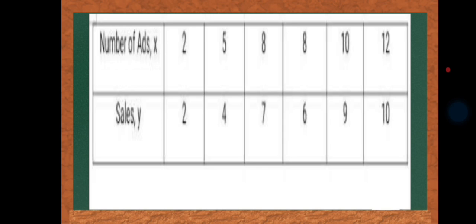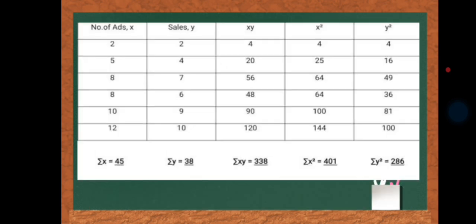We have here the row for the number of ads and the row for sales. It will be easier to solve for r if a table of values will be constructed. Find the values of xy, x squared, and y squared, and place these values in the corresponding columns of the table. Now, the summation of x is equal to 45, summation of y equals 38, summation of xy equals 338, summation of x squared equals 401, and summation of y squared equals 286.